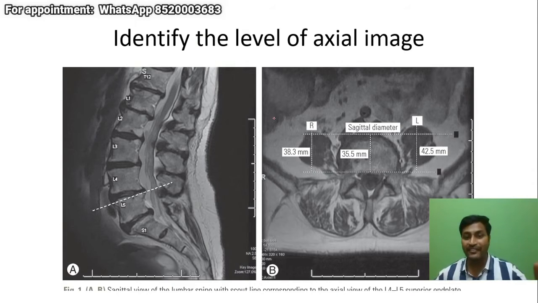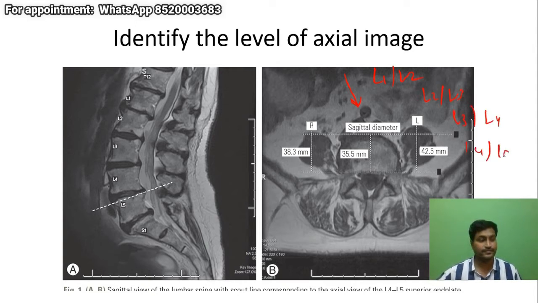Now, can anyone tell me this axial cut, which level is it? Is it L1, L2, or L2, L3, or L3, L4, or L4, L5? Seeing the axial cut, you have to say which level of the disc is involved. If you don't know, just type that you can't say. Fine. Everyone is saying L4, L5.